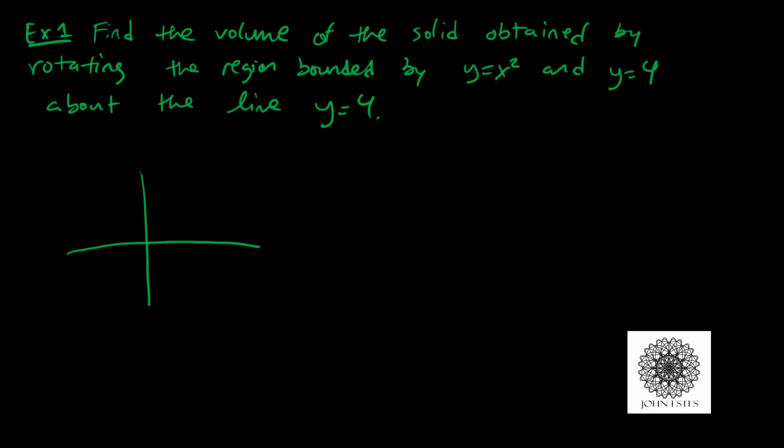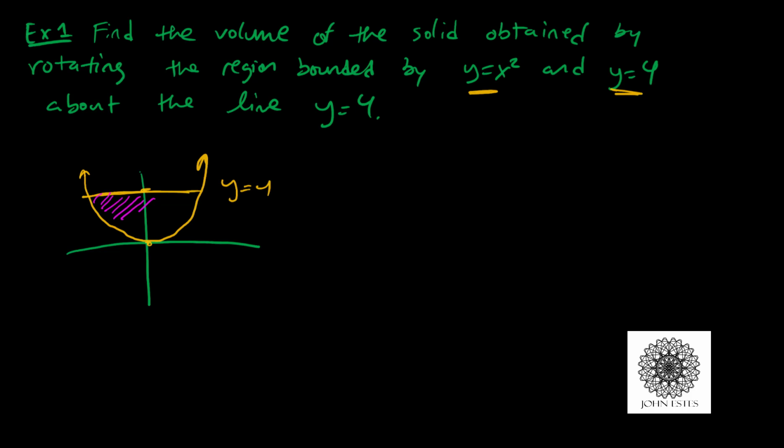Alright, so we're going to look at these two curves. That's our region. So we have y equals x squared, which is a parabola. It passes through the origin, and it's our simple parabola. It looks like this, okay? And then it also says y equals 4. Y equals 4 is a horizontal line. So there it is. There's y equals 4.